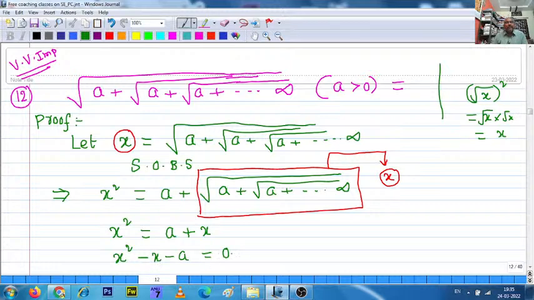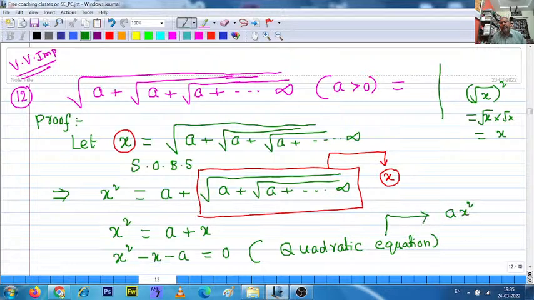So now this is nothing but a quadratic equation. My dear students, remember this is the quadratic equation. So that also we are going to discuss in a very clear manner. In this coaching class we are going to study the quadratic equations in detail, don't worry. The general form of the quadratic equation is ax square plus bx plus c equal to 0, where a does not equal 0. So x square minus x minus a is equal to 0 is of the form ax square plus bx plus c is equal to 0 itself.